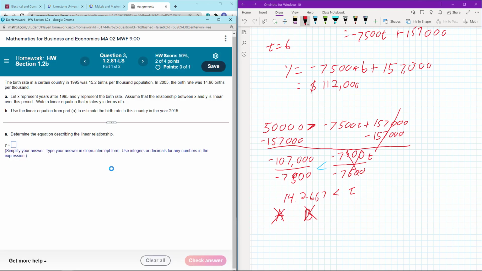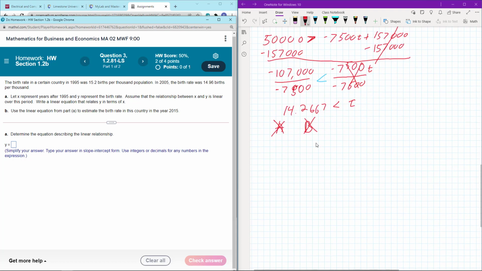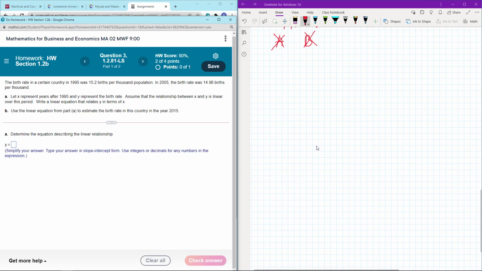Okay, and then finally we have, oh no, not finally, here's question number 3. The birth rate of a certain country in 1995 was 15.2 births per thousand. In 2005, the birth rate was 14.96 births per thousand. Okay, so we want X to represent the years after 1995. So basically that tells us that 1995 is going to correspond to X being equal to 0. And if that's the case, 2005 corresponds to X being equal to 10.